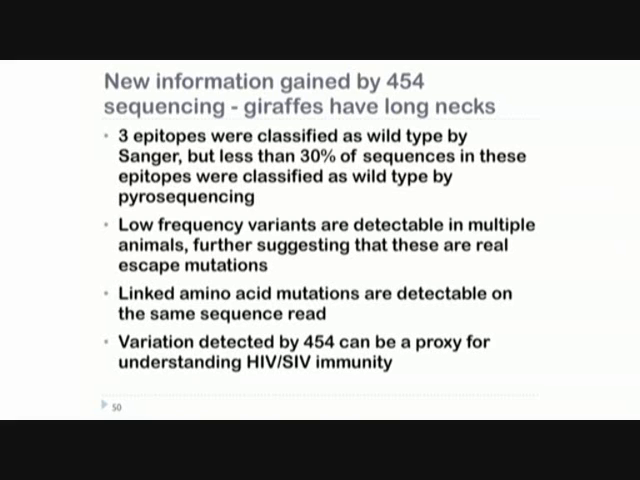Because we have the ability to see which amino acid changes are linked within the same sequencing read, we're able to detect changes that affect 2 or more positions within the epitope, which is something that happens more commonly than we previously appreciated. And finally, and I think this is going to be the provocative point that I'm going to spend the last few minutes on, I think that with this new technology, we can really start to use variation that's detected with these methods as a proxy for understanding the immune responses against these viruses. And I'm going to share a little bit of very recent data that's still being analyzed with you in hopes of convincing you that this is the case.